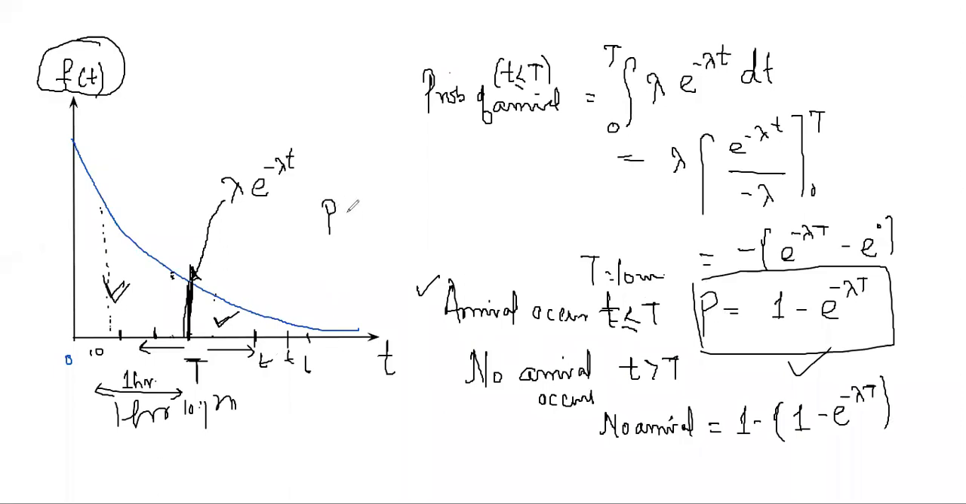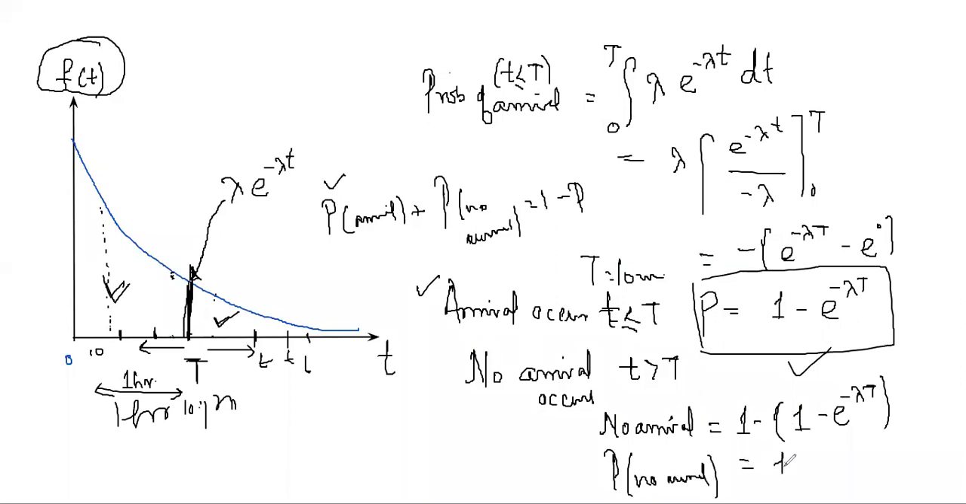Then these two probabilities, probability of arrival plus probability of no arrival, will be equal to 1. Probability of arrival is equal to 1 minus e raised to the power minus lambda t. Probability of no arrival will be 1 minus probability of arrival. Therefore, 1 minus probability of arrival is the probability of no arrival up to time t, and from here we can clearly see that it will be equal to e raised to the power minus lambda t. You have to remember these two formulas as well.